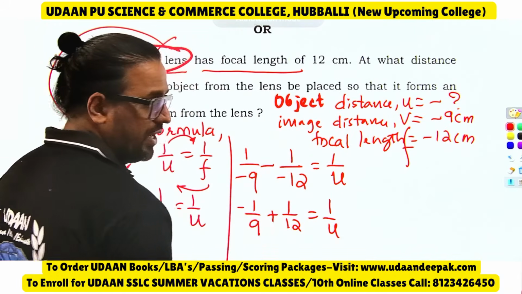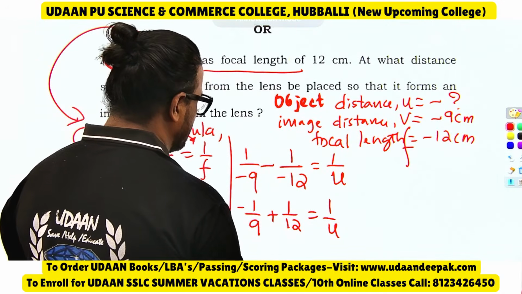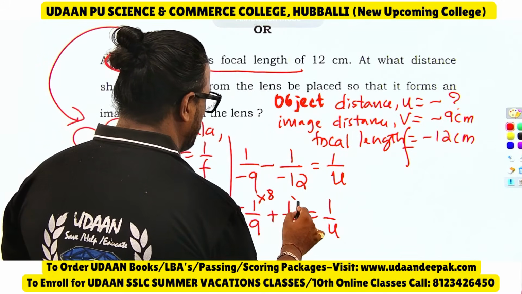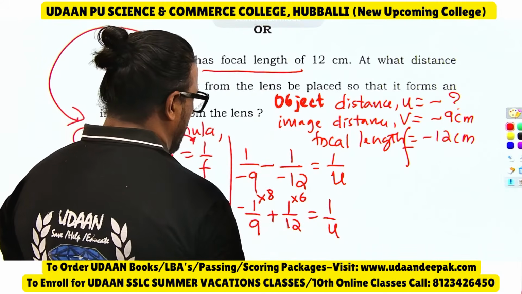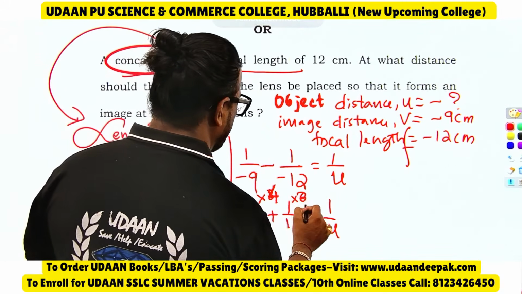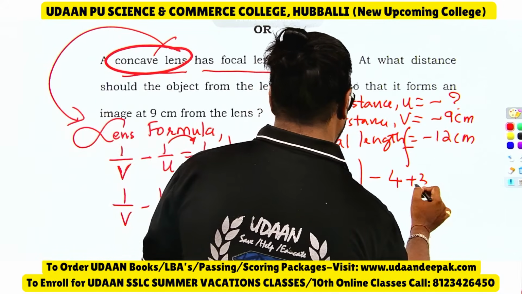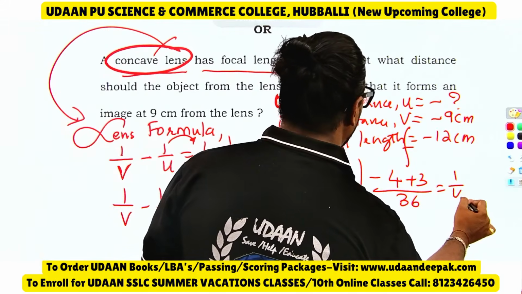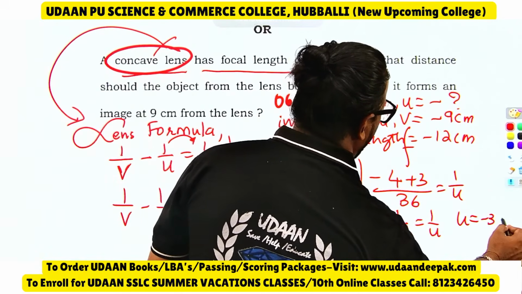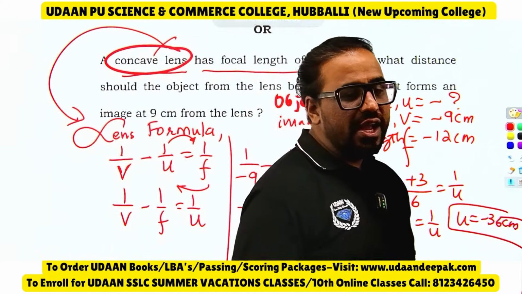So what is the LCM of 9 and 12? 12 fives are 60, that does not work. 12 sixes are 72, 9 eights are 72. Or 9 fours are 36, 12 threes are 36. So 36 is the LCM. So you write minus 4 plus 3 divided by 36 is 1 upon U. So minus 1 upon 36 is 1 upon U. U is equal to minus 36 centimeter. So U is minus 36. Directly we got the answer.